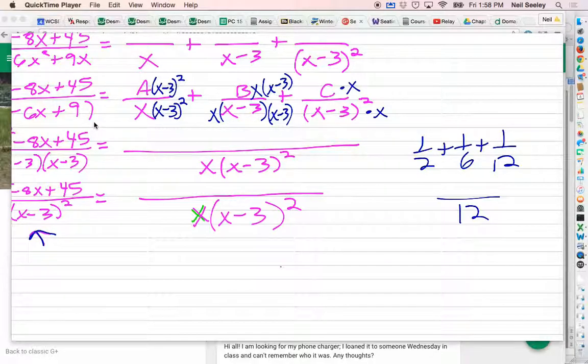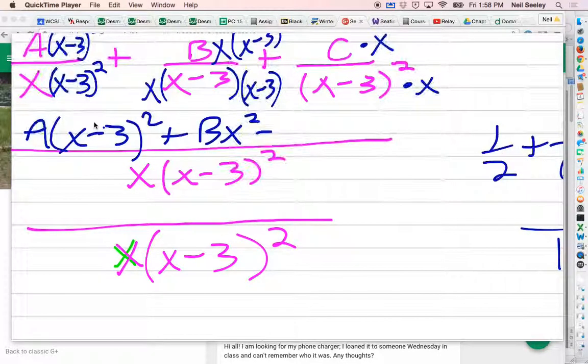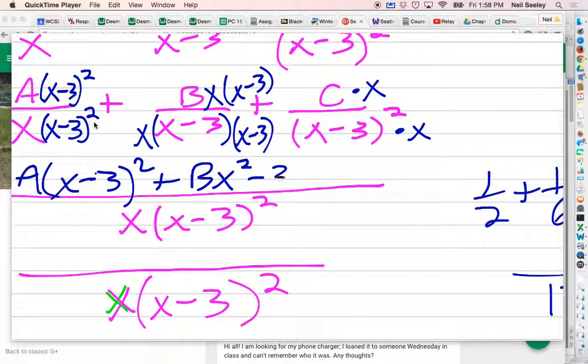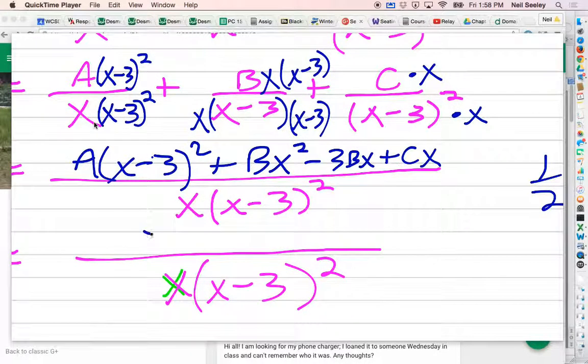Next line. So you got your stuff on top. I'm just going to rewrite it so it's all clean and pretty-like. There you go. And then bx squared, if I distribute that, bx minus 3bx. Got some good stuff in there. I'm just going to show you what I got in here. 3bx. And then plus cx. Here it all is. Isn't that pretty?